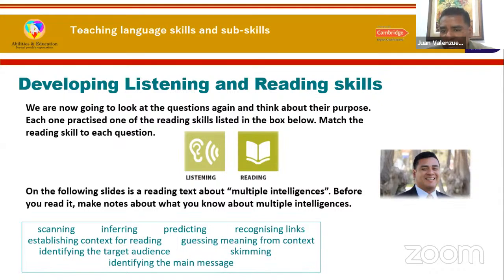What was I doing when I said to you, okay, tell me in the chat all you know about this topic? I was doing a scanning. I was doing inferring. I was making you predict, or I was maybe helping you to recognize links, or I was establishing context for reading. What was I doing? Guessing meaning from context. At the beginning, remember, I told you, okay, we are going to read about multiple intelligences, but before we read, please type in the chat all you know about this topic. Yeah, brainstorming ideas, excellent, which is similar to Mirka Rodriguez. You are the winner. I was establishing context for reading. Excellent.